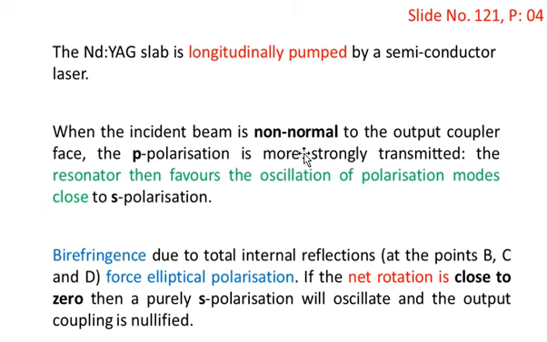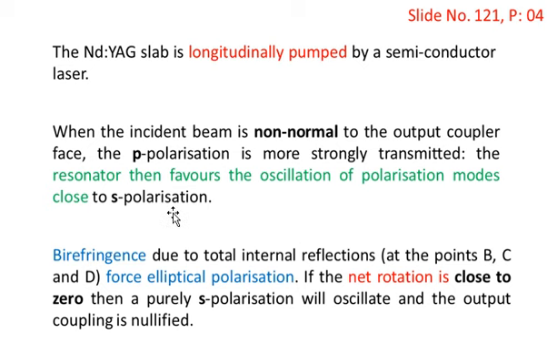When the incident beam is non-normal, that is, the incident beam makes some angle with the normal to the output coupler, the front face containing point A, which is also called the output coupler face, the P polarization is more strongly transmitted. The resonator then favors the oscillations of polarization modes close to S polarization.